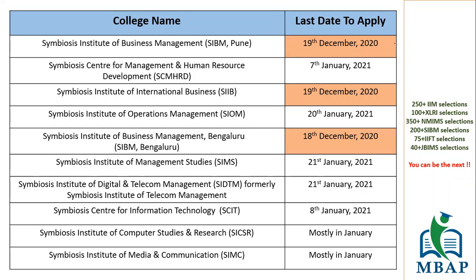So as of now, if you have to be in a hurry to decide on applying, you just have SIBM Pune, SIIB and SIBM Bangalore. These 3 colleges are the only ones having a deadline which is before the SNAP exam. Other than that, SIOM, SCM, HRD, all these colleges give you a chance to apply even after your first attempt of the SNAP exam. So make sure that you have time.